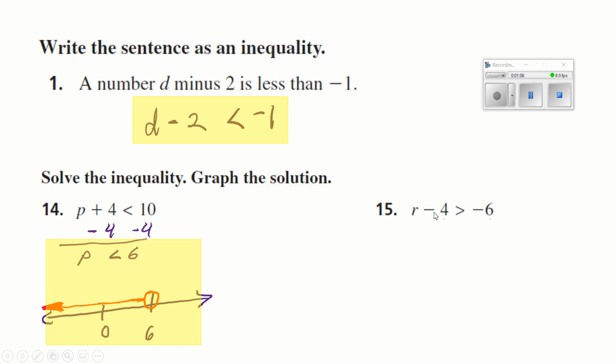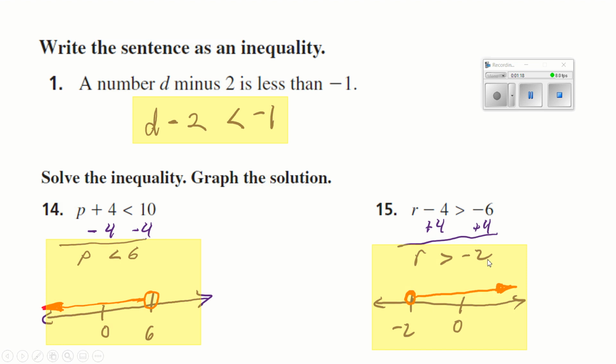Number 15, since R minus 4 is greater than negative 6, I'm going to add 4 to both sides. Negative 6 plus 4 is going to give me negative 2. So R is going to be greater than negative 2. I can see then that I'm going to make a number line with an open circle because there's no line underneath, and point the arrow toward all the bigger numbers.